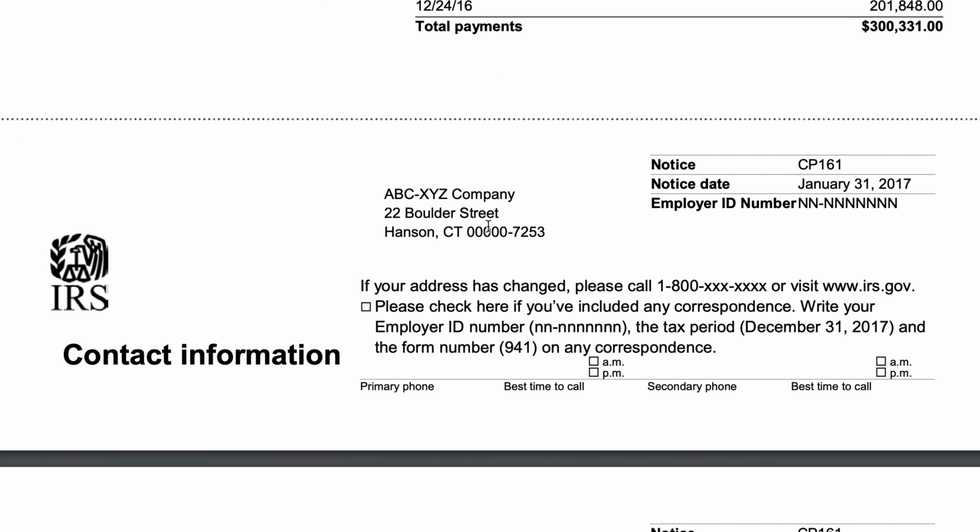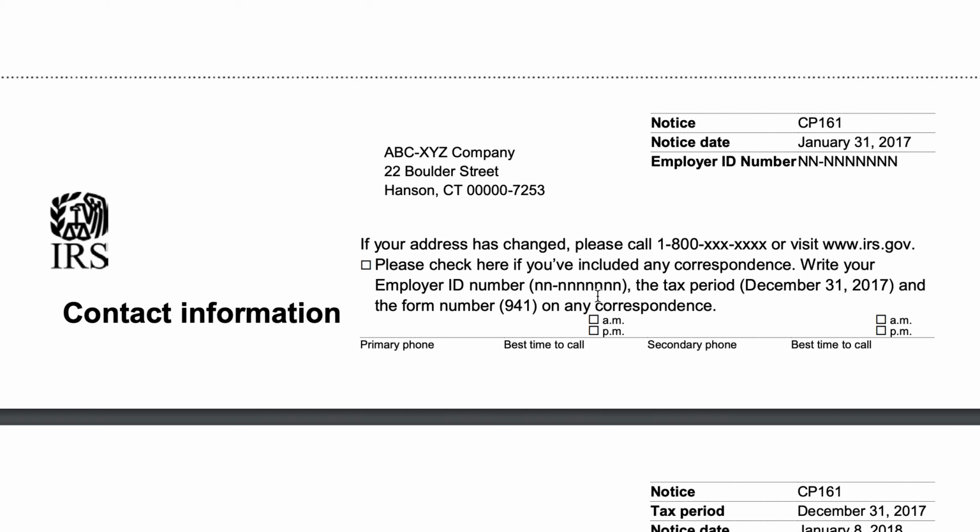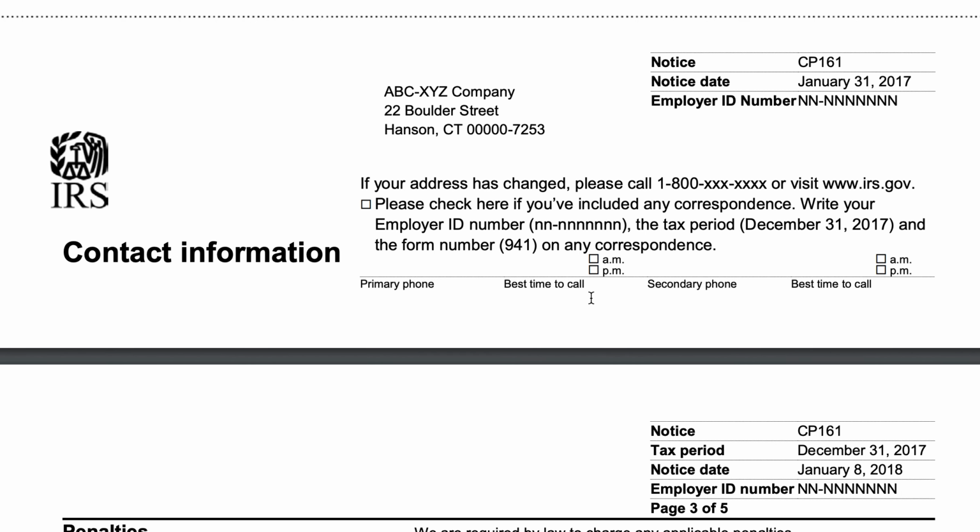So at the bottom, there's additional contact information. If you need to update, it gives you the options. You can go to the IRS website. You can call the 800 number. This is if you wanted to submit correspondence, not necessarily a tax payment.